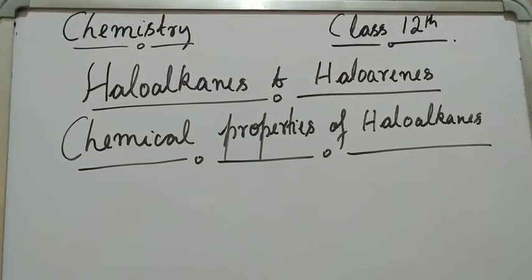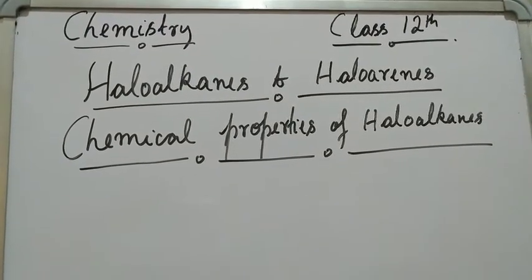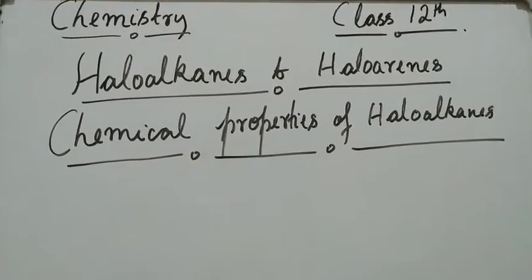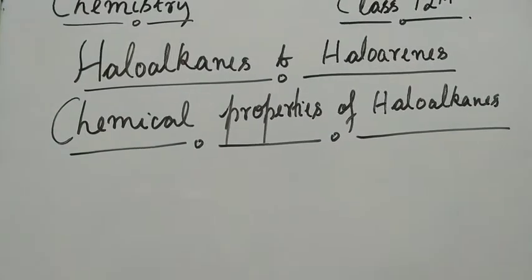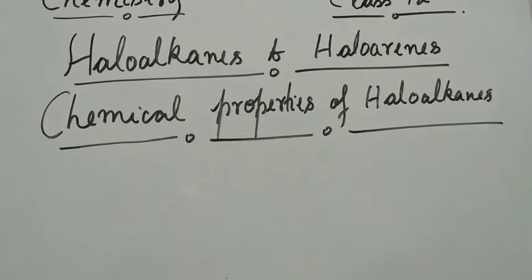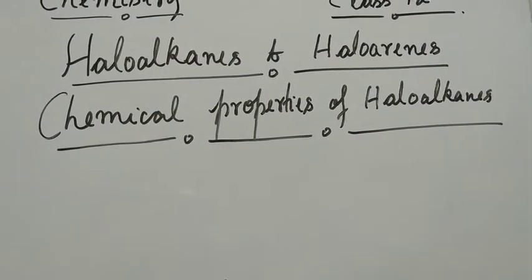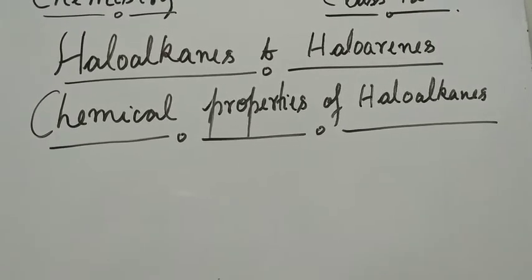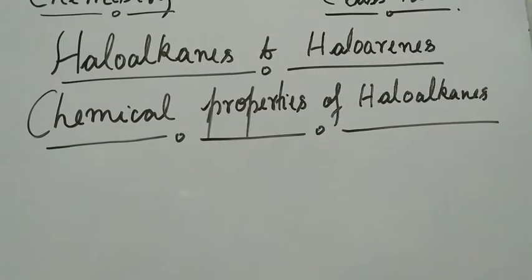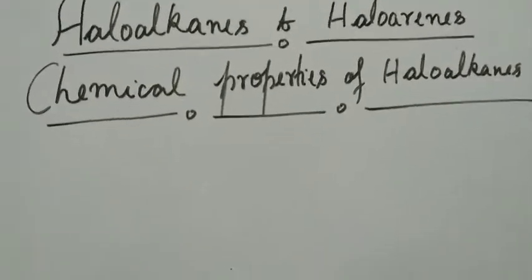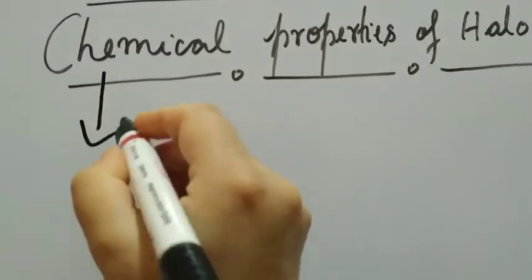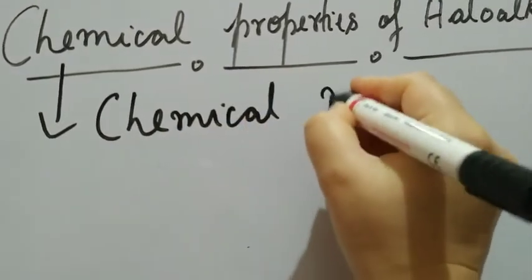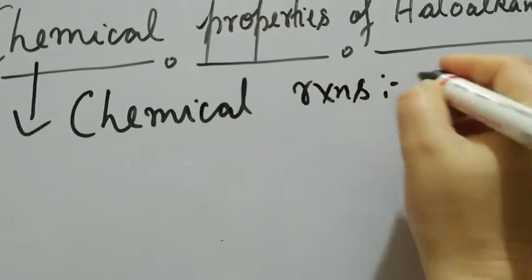So as you know, we are studying the chapter on haloalkanes and haloarenes, and our next topic will be talking about the chemical properties of haloalkanes. We have to speak about the chemical properties of both classes, haloalkanes and haloarenes, but we'll take care of them separately. First, we'll talk about the chemical properties of haloalkanes. Now, what does chemical properties mean? What kind of chemical reactions do these compounds show?